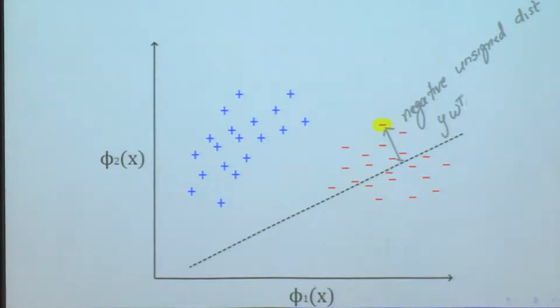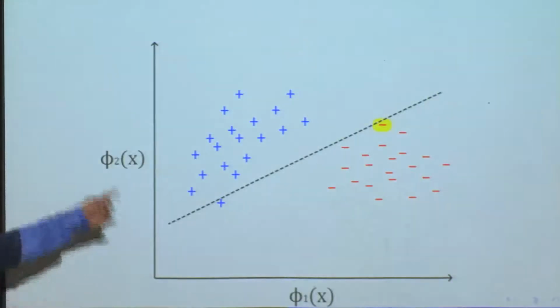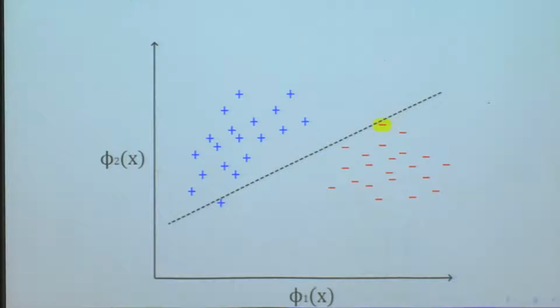y times W transpose phi x, but after update it has come to the right side, and this would mean a positive unsigned distance. The same one, I mean this is w_{k+1}, the updated weight, dot product with phi x. Okay, so this is the motivation behind the perceptron update.